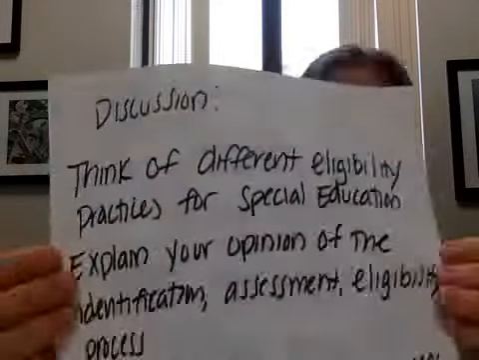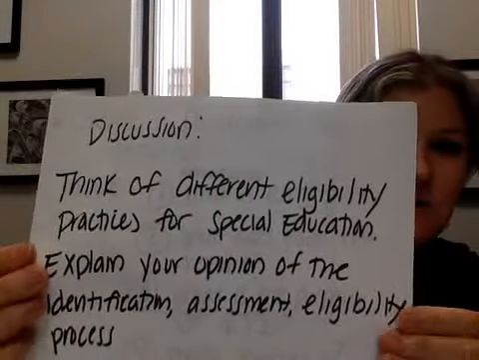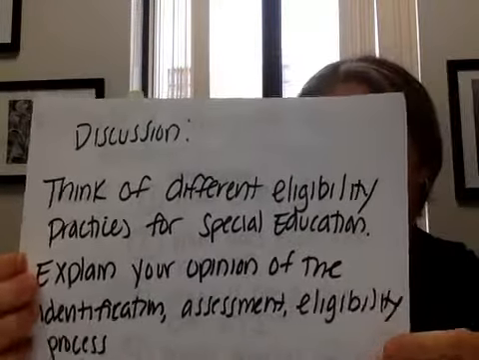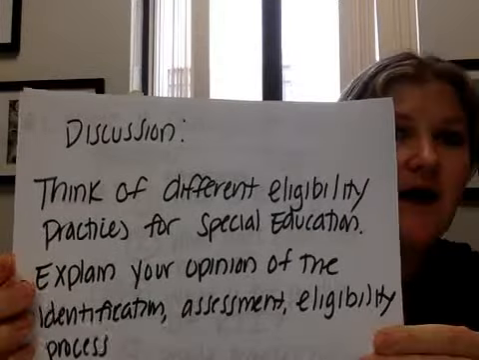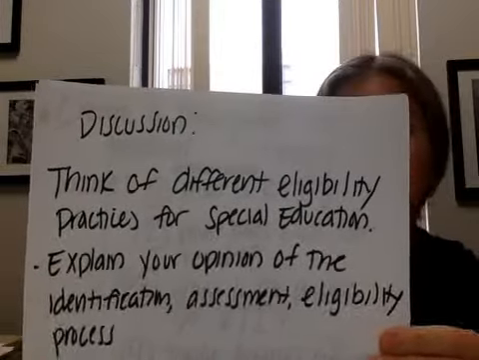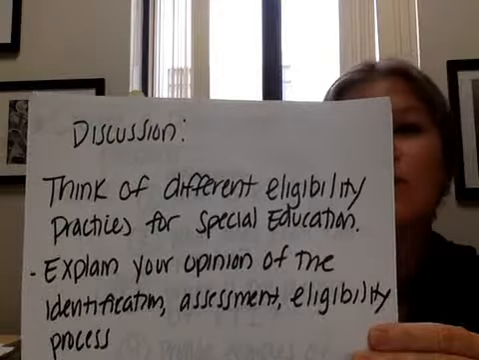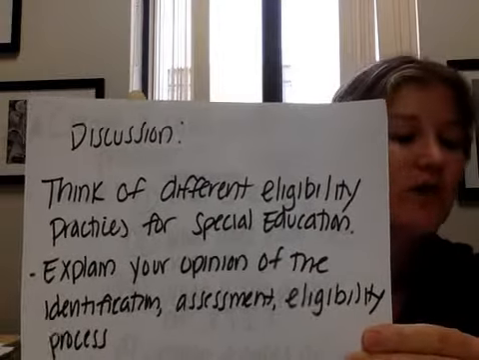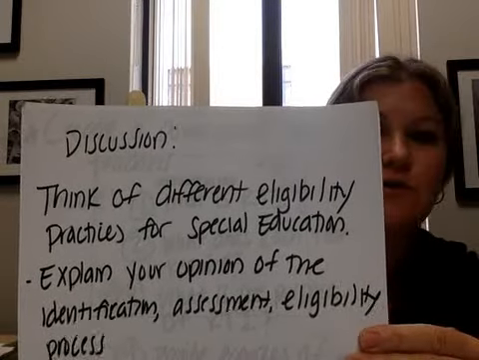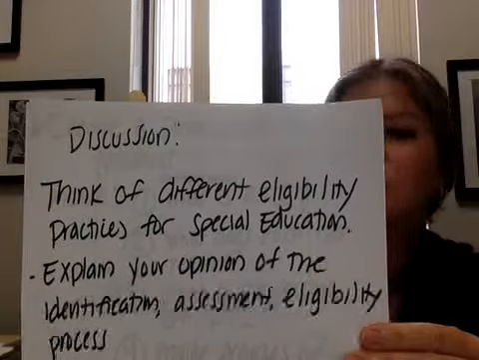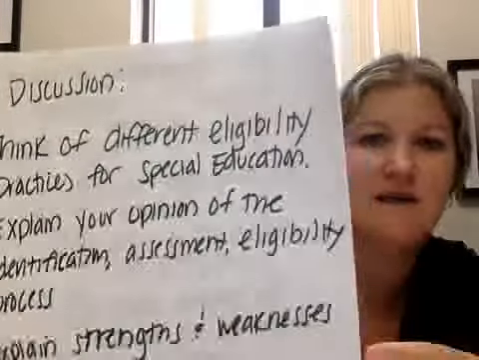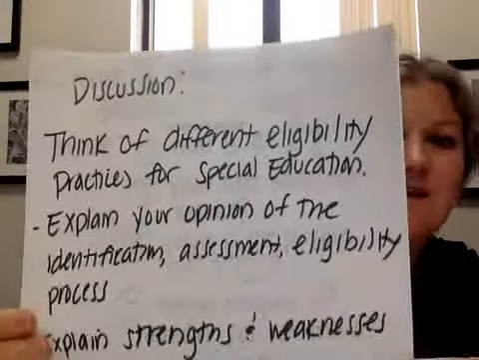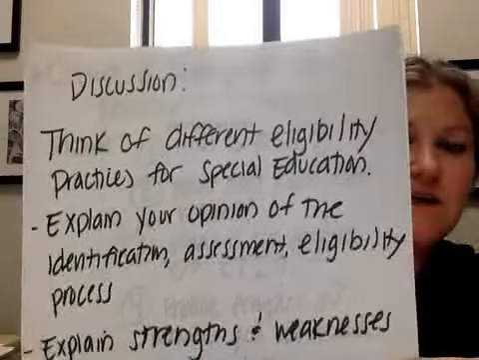Next, for your discussion, you're going to discuss eligibility practices in special ed. So I want you to first think of different eligibility practices for special ed. These might include RTI, it might include various eligibility practices that were used prior. Your chapter will talk about how we find students eligible. Then, explain your opinion of the identification, assessment, and eligibility process.